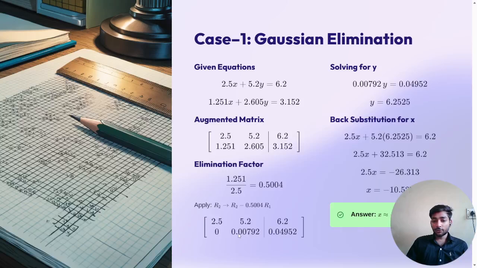We will write 0.0792y is equal to 0.0492, and this is the value of y, and this is the value of x. So in this equation we write 2.5x, and we put in the value of y that we found, and it is equal to this. After solving this, we get the value of x equal to minus 10.2525, and the value of y is equal to 6.53.